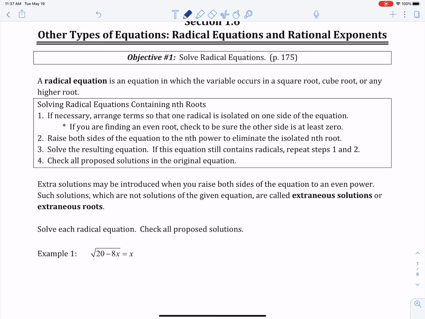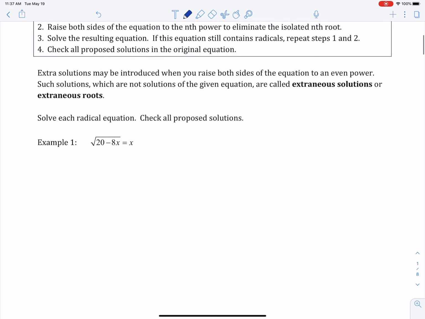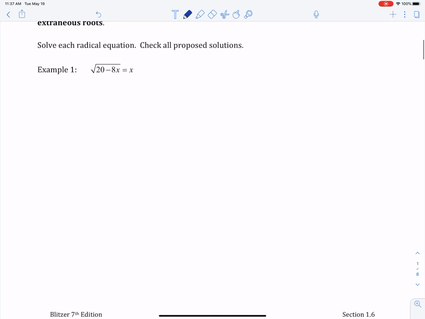Notice that checking is required for this type of problem. The reason is extra solutions may be introduced when we raise both sides of the equation to an even power. Such solutions, which are not solutions of the original equation but are solutions of the later problem, are called extraneous solutions or extraneous roots. Let's solve this problem.